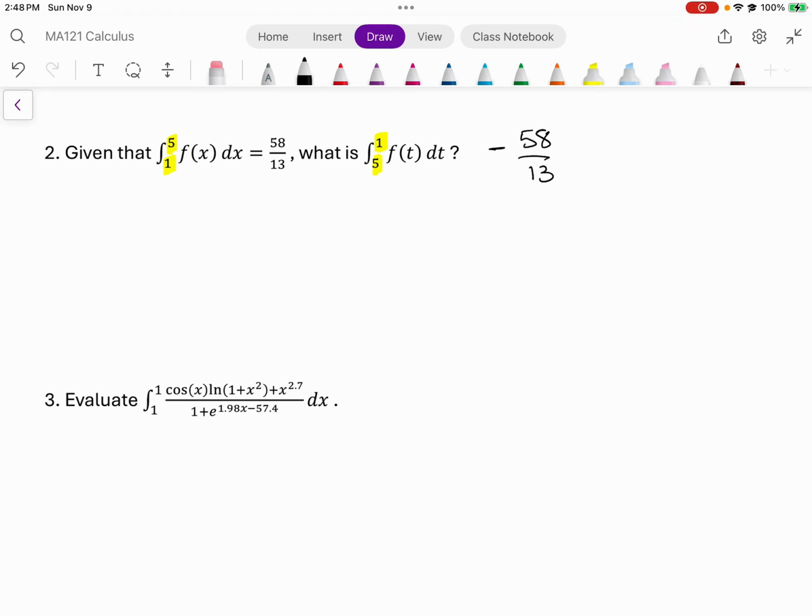All right, the next one, evaluate from 1 to 1 of that big, long, ugly thing. Pause the video and give it some thought. All right, hopefully you tried the question and you see that this goes from 1 to 1, which means it hasn't gone anywhere. It does not matter at all what any of this is. Doesn't matter. You're going from 1 to 1. So that means it is 0. And that's one of the properties.